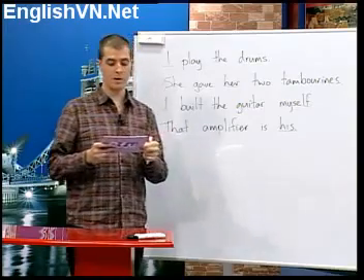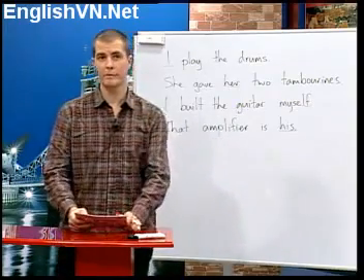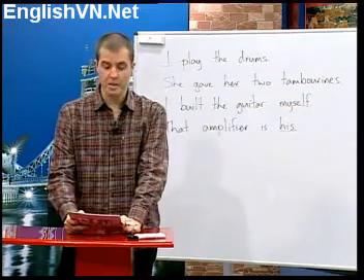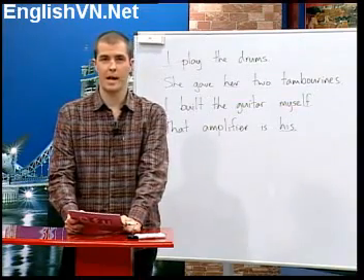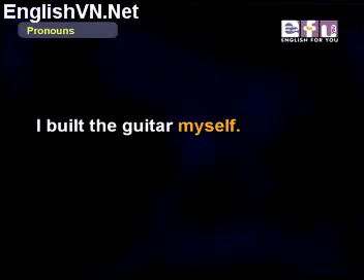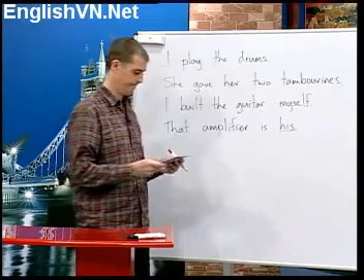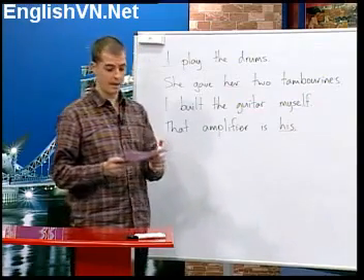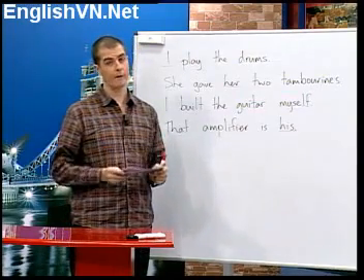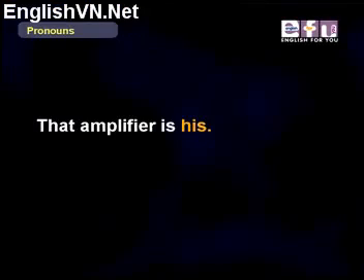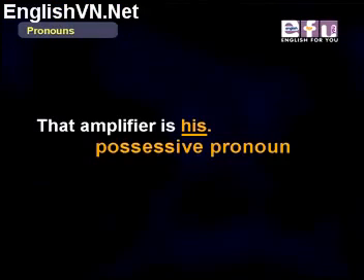A reflexive pronoun is used as the object of a verb or a preposition when the subject and the object are the same. I, myself, are the same. I built the guitar myself. A possessive pronoun is used to show possession, and a possessive pronoun is not followed by a noun. That amplifier is his. His is a possessive pronoun.